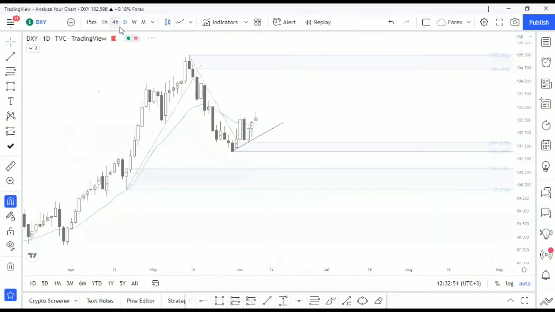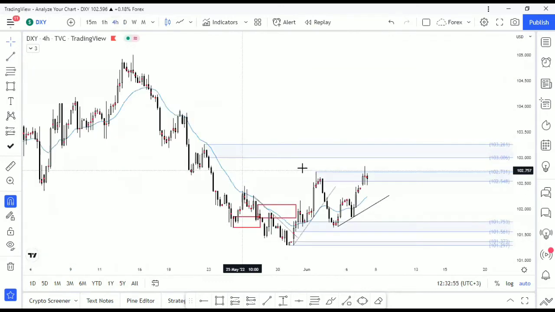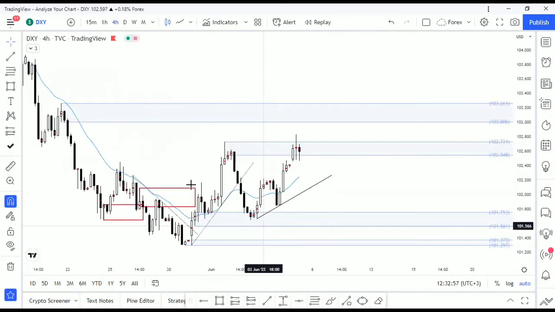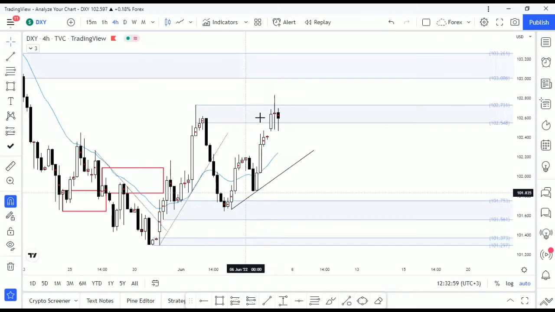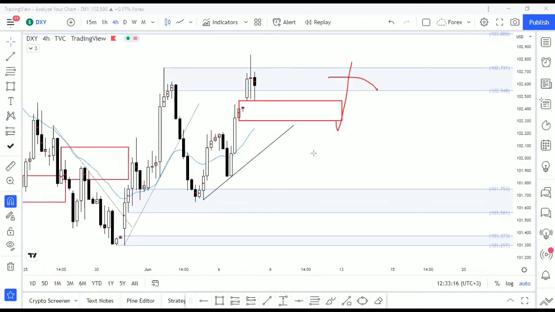Let's see the 4-hour time frame. On the 4-hour time frame, we can see here the 4-hour is already in a bullish trend. We have an uptrend on the 4-hour time frame, and we have a clear breakout of this supply zone here. This 4-hour supply zone has already been taken out by which level? This level is responsible for taking out this 4-hour supply zone.